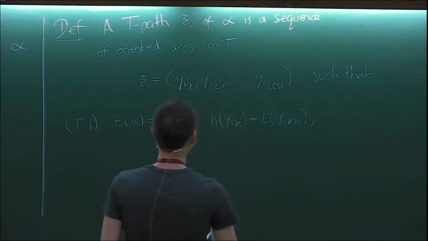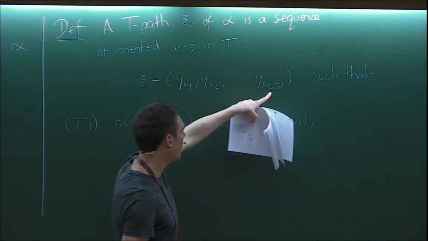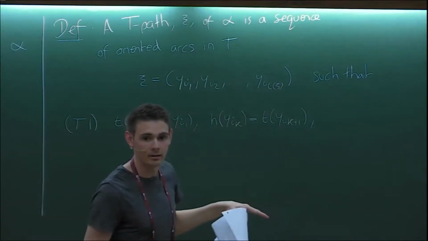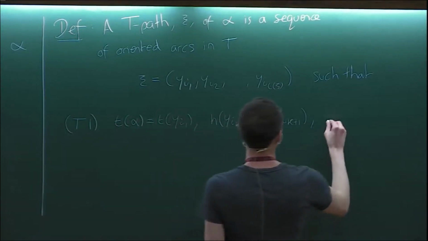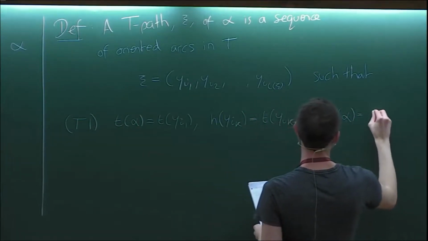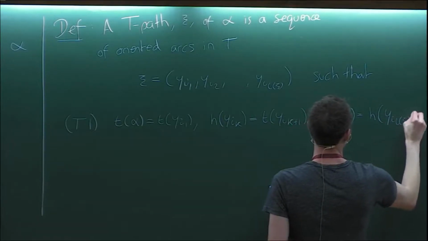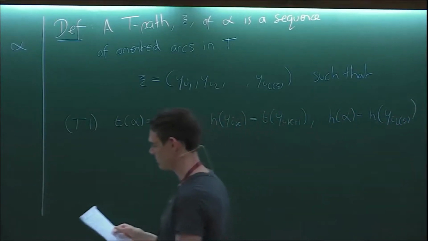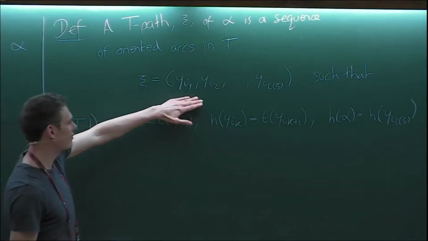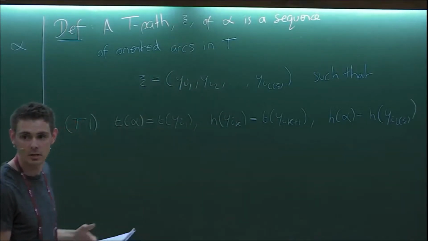And then finally, just like the starting condition, the end of this arc, I length of zeta, needs to be the endpoint of alpha. Okay. So yeah, like I said, you just need to think of this as alpha being some concatenation of this sequence of arcs.